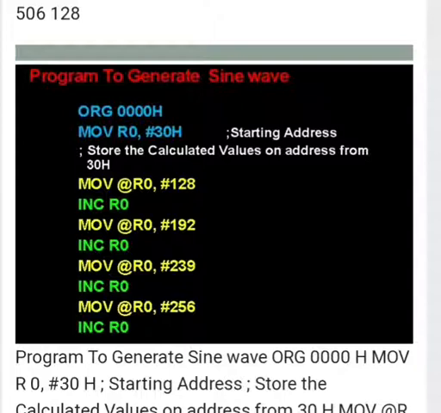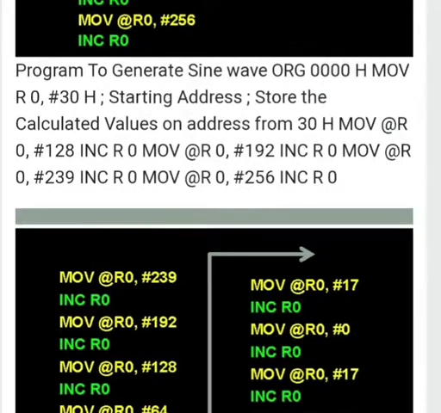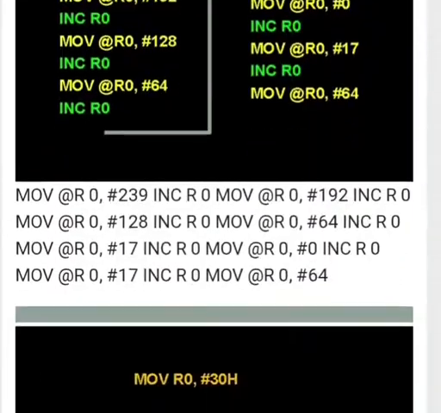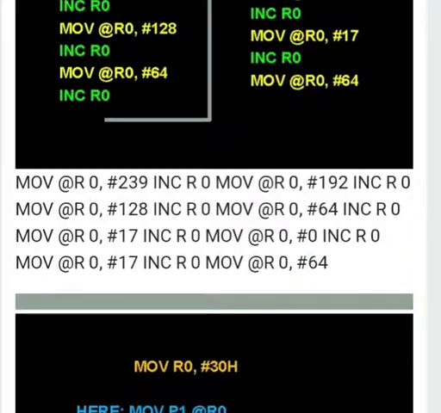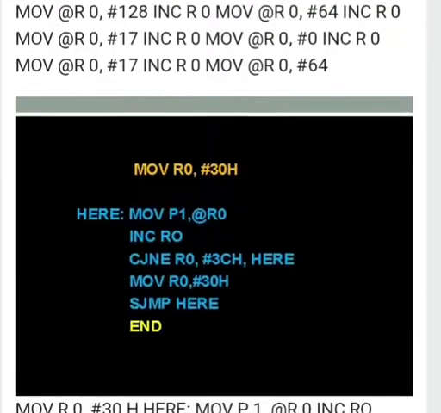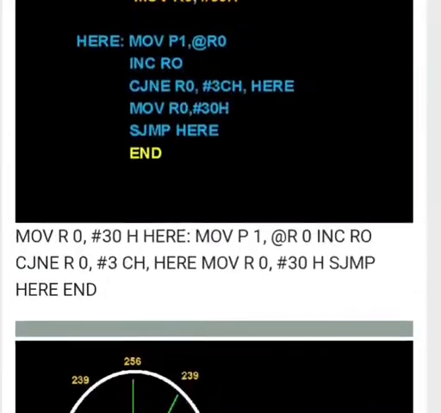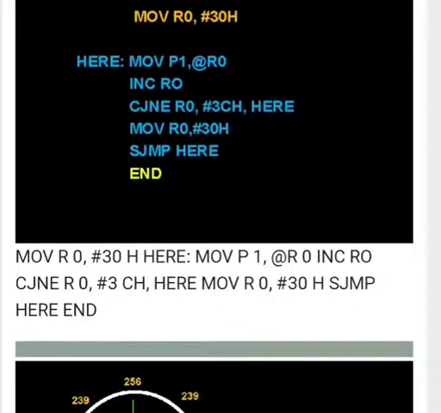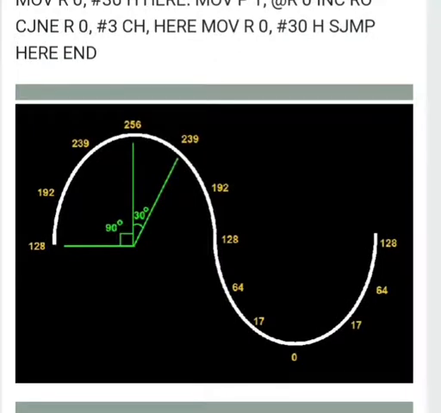So 128 is moved to the register R0, then it is incremented. 192, 239 are all transferred to the register R0, and then these are incremented, and so on. Now the move R0, 30H. So this shows the different values and the sine wave.